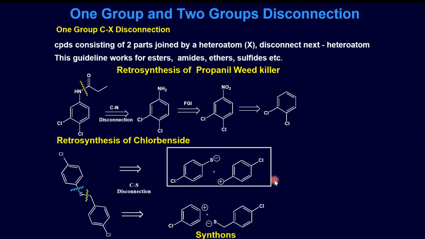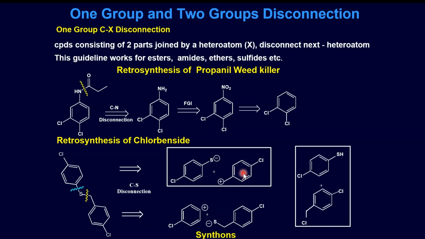These synthons, the first one, I can use the corresponding mercapto derivative of chlorobenzene, and here CH2. Here I have plus. To get plus, I add an easy leaving and electron withdrawing group, the halogen. The chloromethyl derivative of chlorobenzene. The sulfur has lone pair of electrons. It attacks on the positive center. Chlorine gets kicked off. I'll get chlorbenside. Adjacent to the heteroatom, I'll break. This is the strategy followed for CX disconnection.